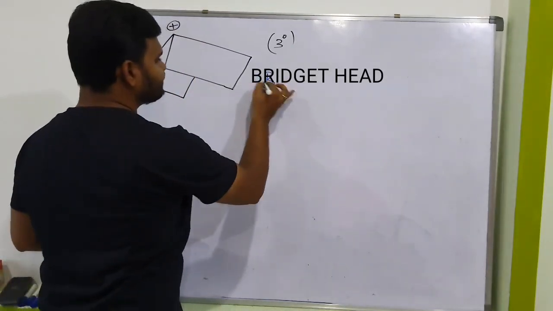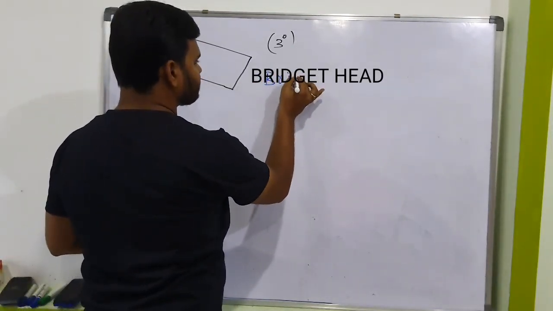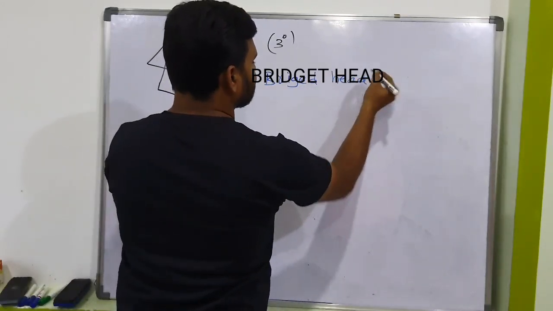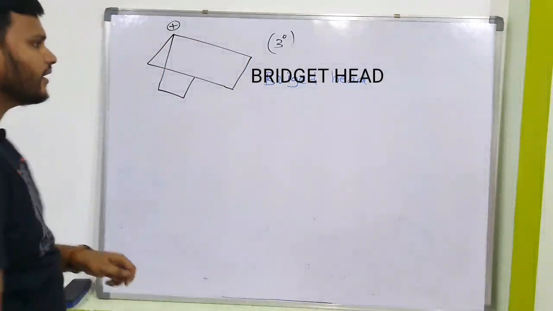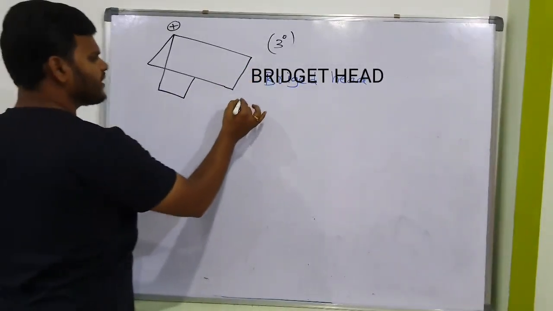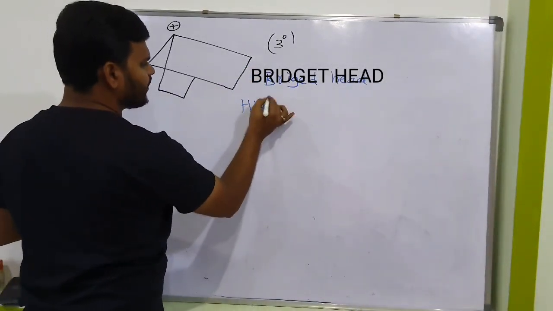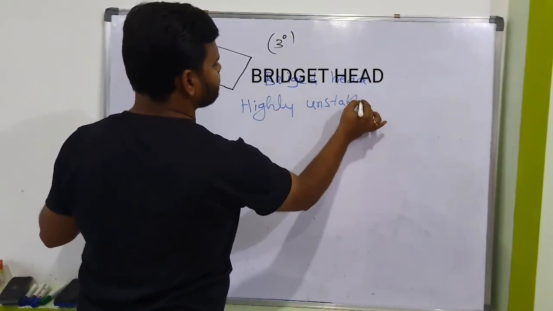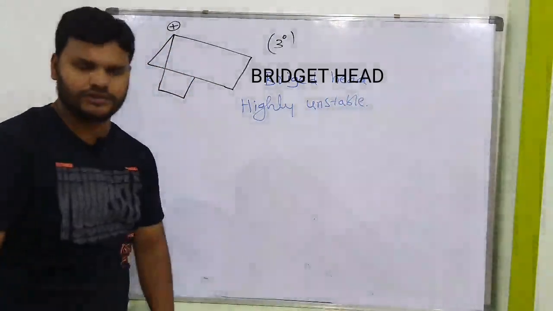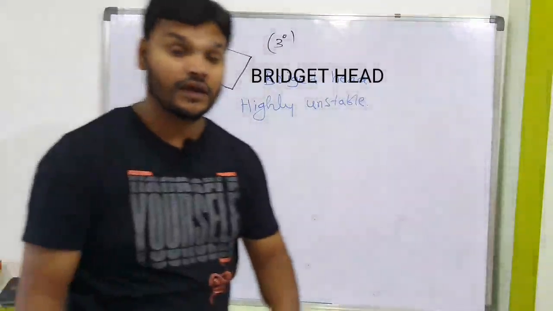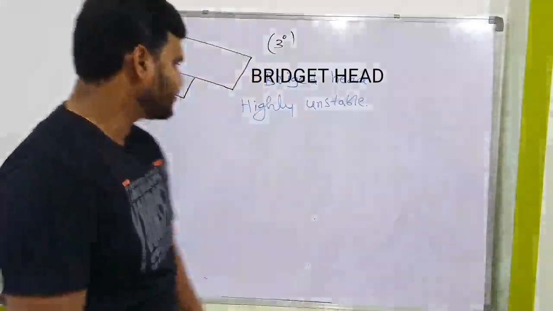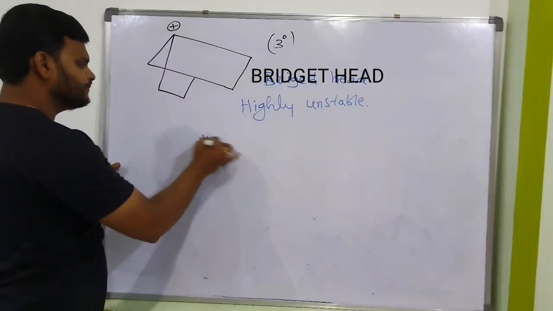What do you call this? Bridgehead. This is a bridgehead carbocation. Bridgehead carbocations are highly unstable because of ring strain. This is also very much important. These are highly unstable. Very important point. Yeah. Next, what are the main points?